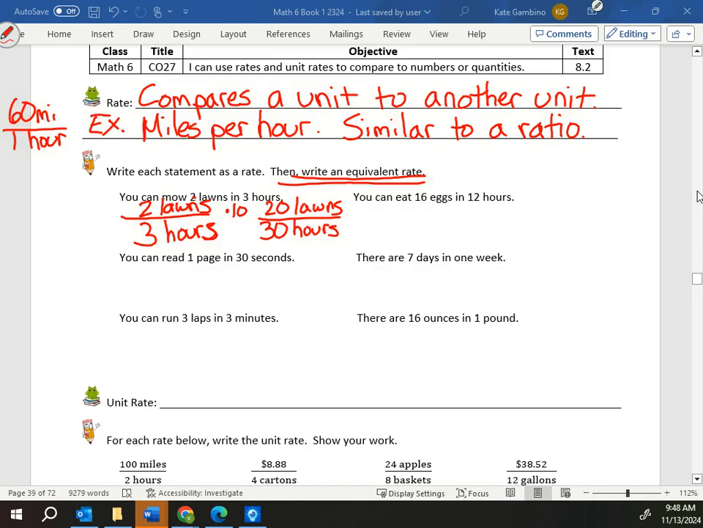Let's look at our second one. You can eat 16 eggs in 12 hours. What do you think I should write? Maddie? 16 eggs over 12 hours. Love how you remember to include those labels. So that is our original rate. Now we need to write an equivalent one. What could be an equivalent rate to this, Bridget?